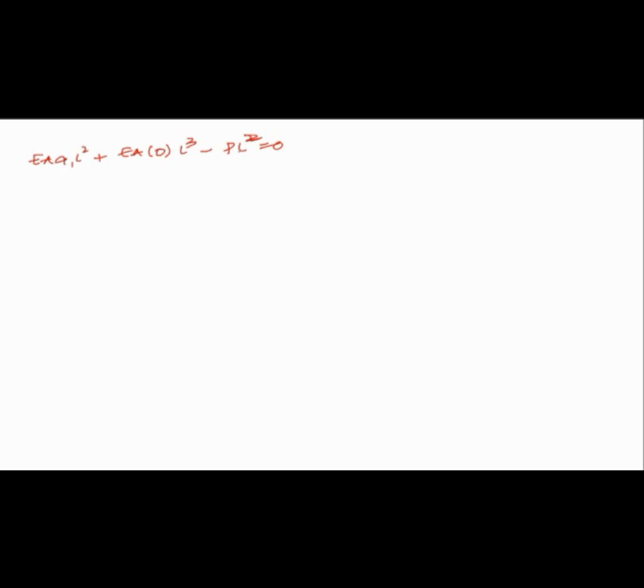This P into L square, I'll take it to the other side. Therefore, I have EA A1 L square is equal to PL square. The minus sign, when I take it to this side, will become plus PL square. So on both sides, this L square will get cancelled. Therefore, my A1 will be equal to P divided by EA. My value of A1 is P divided by EA.